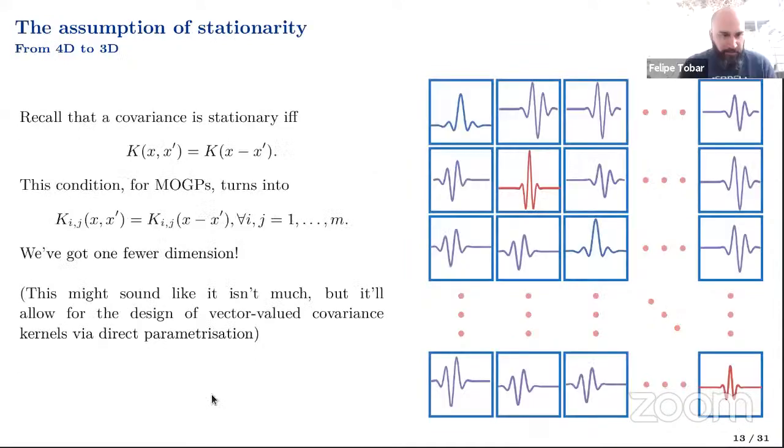Good. Okay, so one way of reducing the dimensionality is to assume stationarity. Because if we assume stationarity, we no longer have 4 dimensions because the temporal dimensions collapse into 1. Because we don't need to have both inputs, only the difference between inputs. And of course, we know that for covariance to be stationary, we have this condition, which in the multi-output Gaussian process case turns into the condition for all possible pairs, and we have something like this. This might not sound like much, so we went from 4 dimensions to 3 dimensions, but it's going to be critical for the construction of the kernels, because now the kernels are going to admit a Fourier representation, as we're going to see in a few slides.